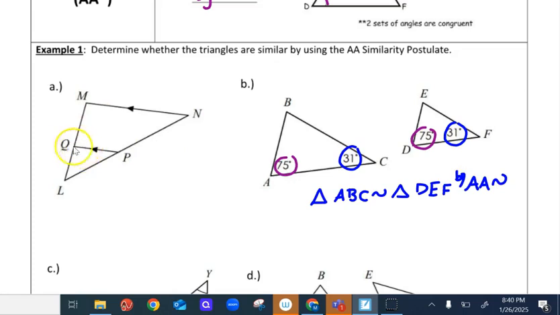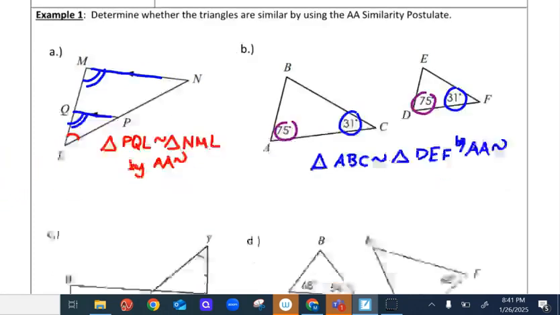Let's try this one. Now we have to know something about parallel lines. What do we know when we have a transversal? That we've got some corresponding angles that are congruent with each other. And we also know that they share this angle, so those are congruent. That means this little triangle is similar to this bigger triangle, and they share the same angle. So yes, we can say that PQL is similar to NML by the angle similarity postulate.